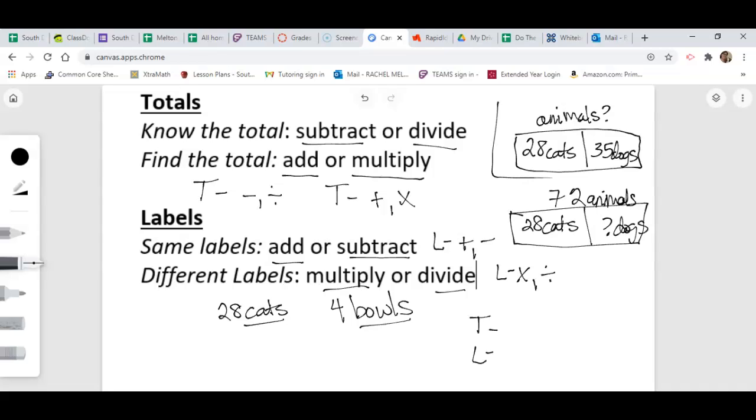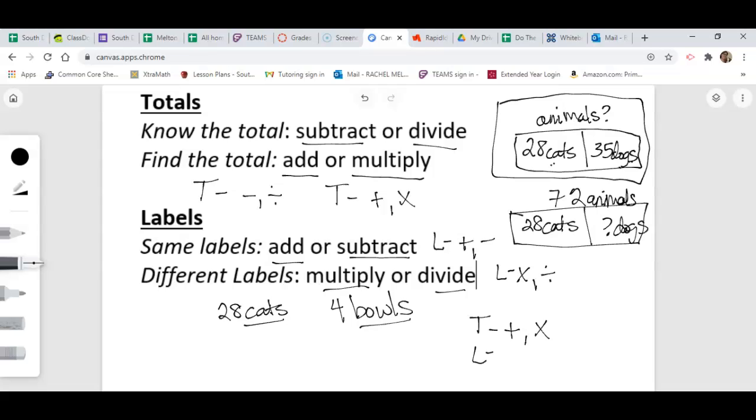So let's look at this problem up here. Okay, I know that I do not have my total, so I need to find it. So that means add or multiply. Those are my only two options for that total. So then I'm looking at my labels. Cats and dogs. Now, here's where it might get slightly tricky, because the overall main idea of this question is talking about animals, and cats and dogs are both animals. So technically this cats and dogs would be the same label.